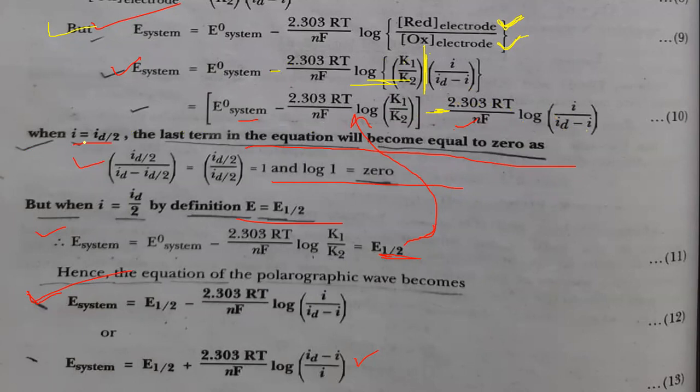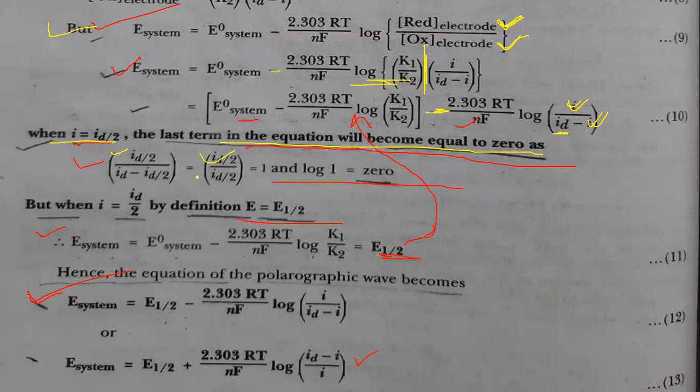But we know that when I becomes equal to Id by 2, the last term will become equal to 0. How? Put I equal to Id by 2. Only we are putting I equal to Id by 2; we are not changing the Id term. So Id will remain as it is, but this becomes Id minus Id by 2.